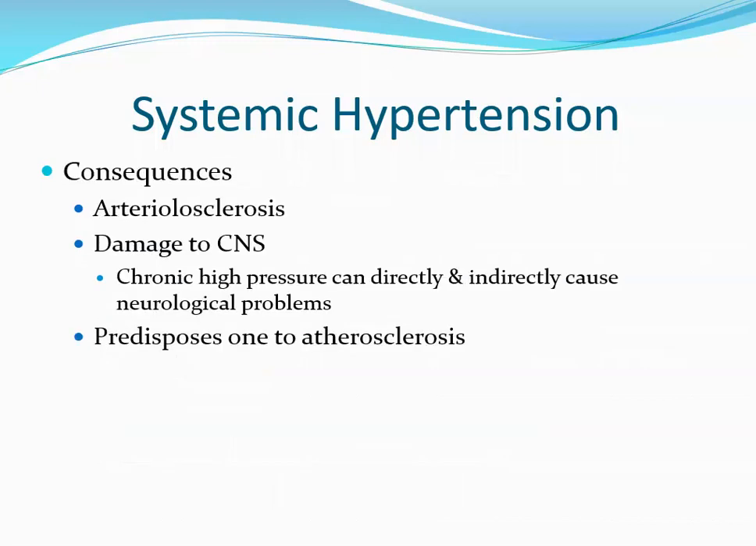The consequences of hypertension: development of arteriolosclerosis. You can see damage to the central nervous system. Chronic high pressure can directly and indirectly result in neurological problems. Plus, hypertension predisposes one to the development of atherosclerosis.